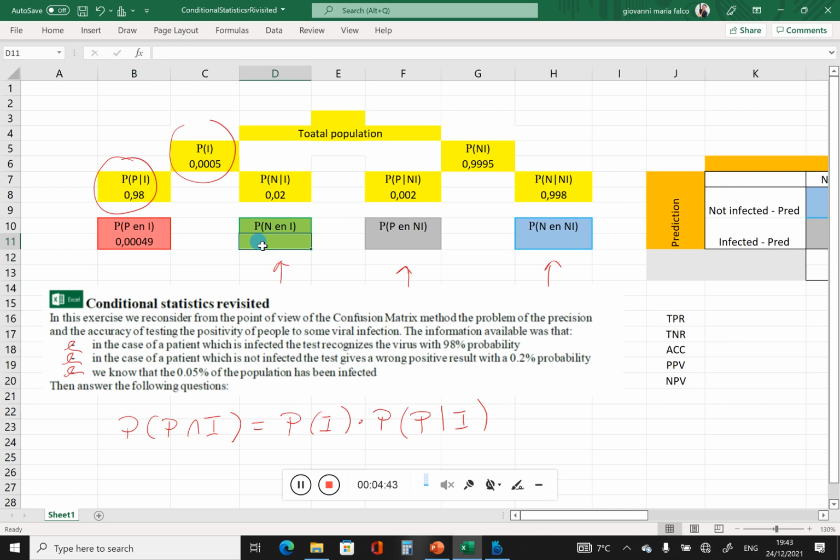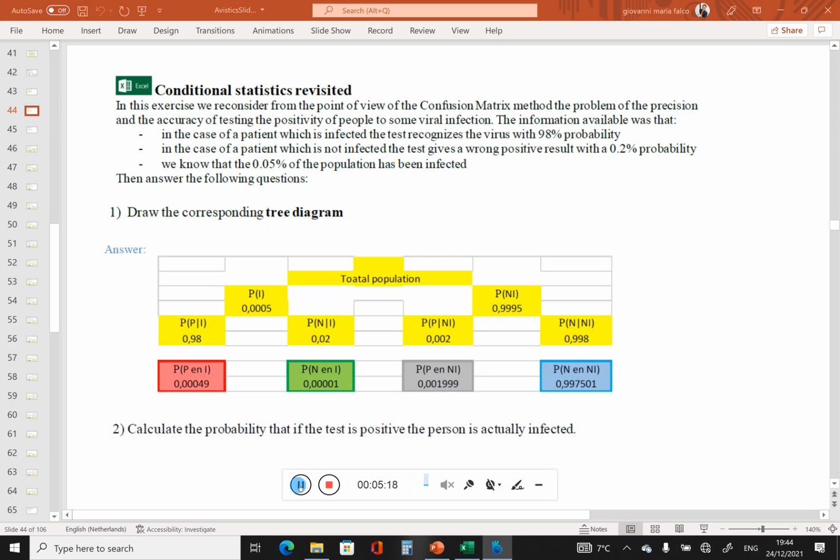Okay, and the same is true also for the three other probabilities, just by means of Bayes rule. Then we get here this is equal to P(I) times this other probability. Then we have here P(NI) times this one, and the last one also with Bayes formula. Okay, this means that at this point the tree diagram is complete, and then I take the result over in my slides.